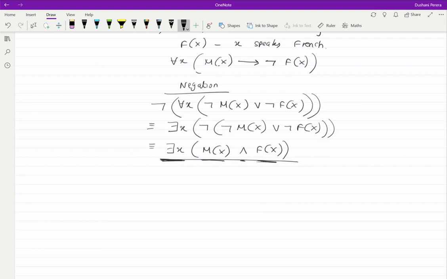So to write this in simple English, we can say there is a monkey who can speak French. So I hope it's clear. For some x, it's a monkey and it can speak in French. That is the negation of our initial statement.